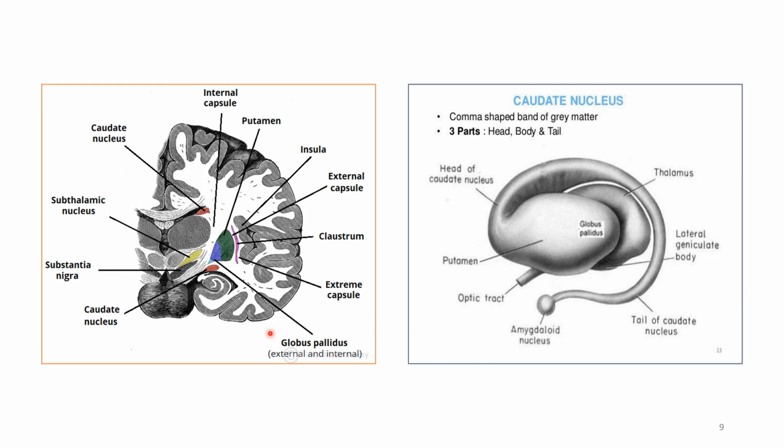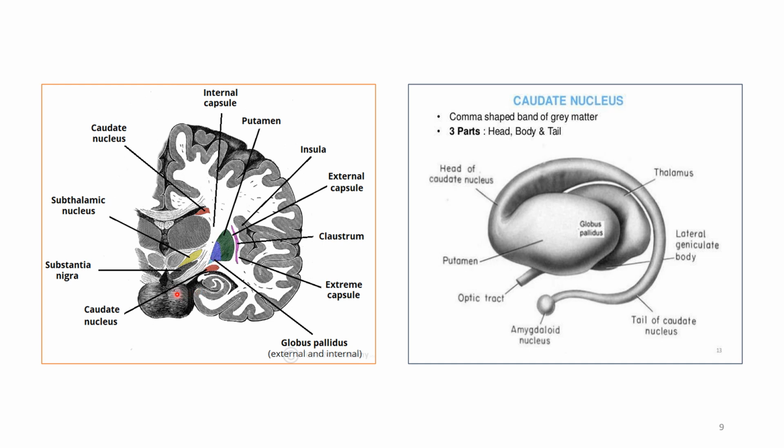See here, these are the parts. Here you have globus pallidus externus and internus, and you have putamen. Here you have internal capsule, and here you have caudate nucleus. So internal capsule divides the caudate nucleus and putamen. And this putamen and globus pallidus together constitute the lentiform nucleus.